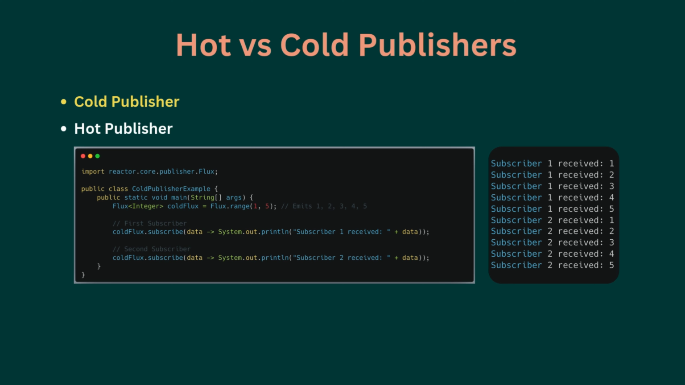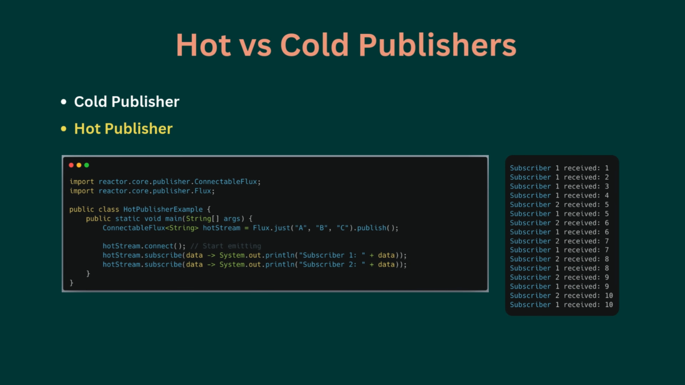Here in the example, both subscribers receive the same sequence 1, 2, 3, 4, 5 independently. Even though the first subscriber has already consumed the data, the second subscriber starts from the beginning when it subscribes. For a real-world example, a database query can act as a cold publisher because when querying data from a database, each subscriber typically expects to get the same data set irrespective of when they connect. The other can be reading a file line by line. So when reading a file, every subscriber expects to start from the beginning of the file.